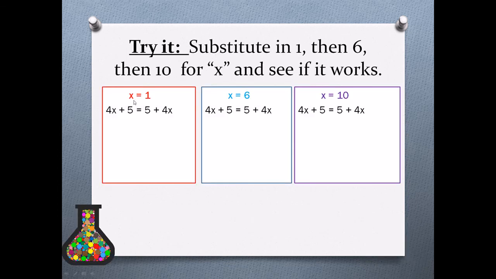So I'm just going to plug in 1. Let's see what I get. Put in 4 times 1, 4 times 1. I've got 4 plus 5, 5 plus 4, 9 equals 9. Well, that's true. So 1 must work for it.